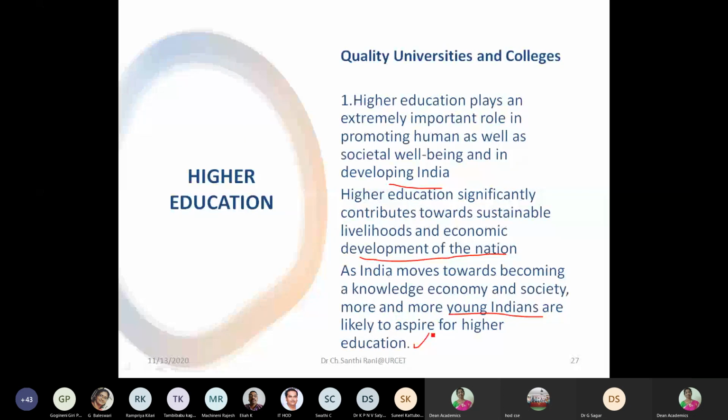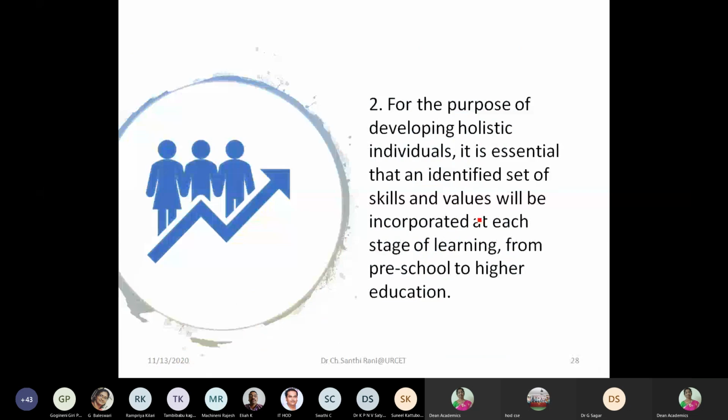As India moves towards becoming a knowledge economy in the near future, more and more young Indians are likely to aspire for higher education. And for the purpose of holistic development, it is essential that we teach skills and values. We have to teach skills and values for the holistic development of the learners, where these skills and values will be incorporated at each stage of learning, from preschool to higher education.